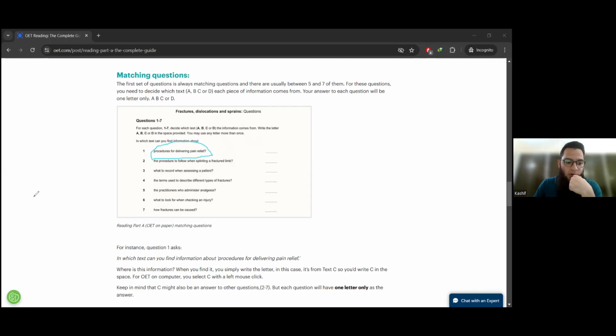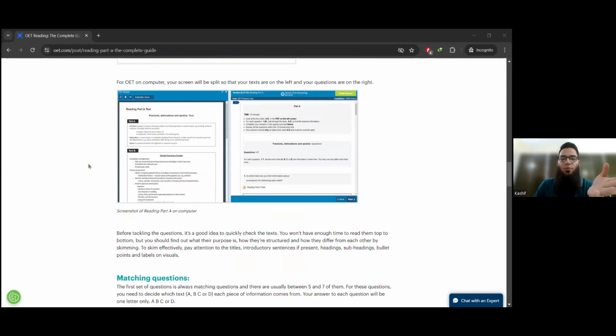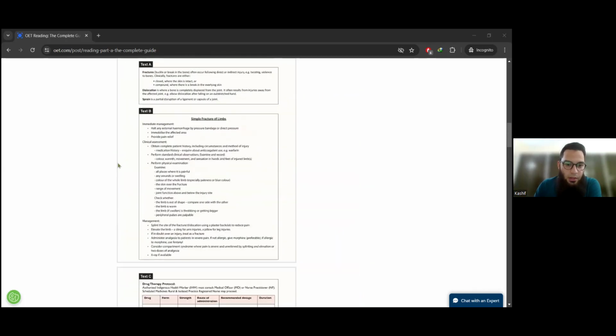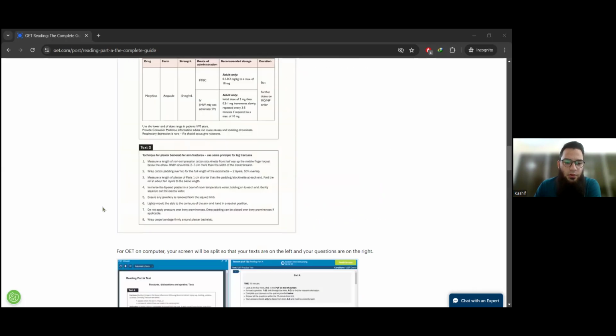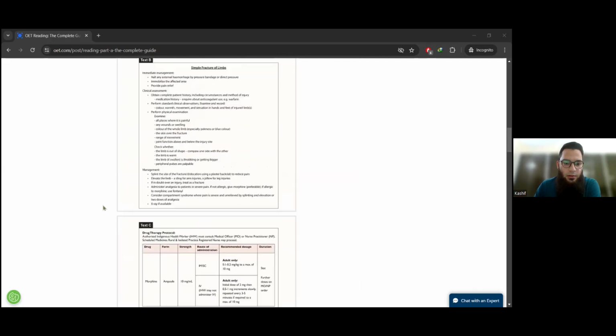But if you do not remember, if you have to go back to the text, do it quickly, because this is what we are doing on the computer. In the real exam, if you're attempting on paper, you can go through it. You do not have to scroll up and down, so it will be really fast. So in which part is it given, the procedures for delivering pain relief? Can anybody tell me?